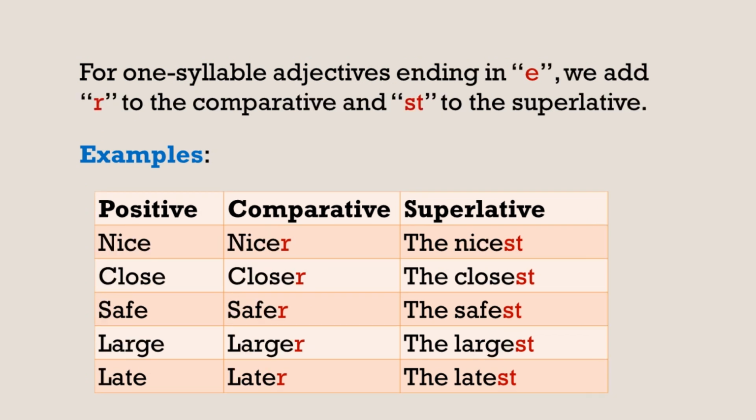Rule 2. For one-syllable adjectives ending in e, we add r to the comparative and st to the superlative. Example: in the positive we have nice, close, safe, large, and late. All words in the positive end in e, so we just add r in the comparative and st in the superlative. In the comparative we have nicer, closer, safer, larger, and later. And in the superlative we have the nicest, the closest, the safest, the largest, and the latest.